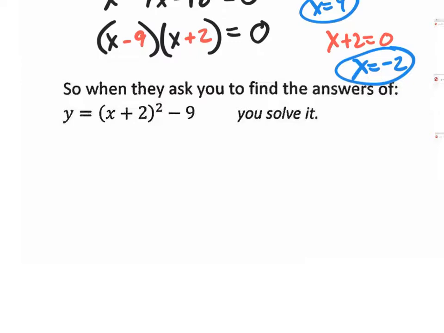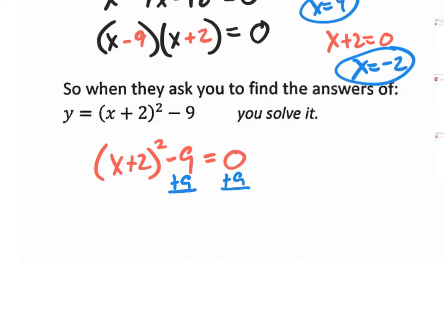Now, if we actually did graph that parabola with vertex form and we found the x-intercept values, that would be the answers to this equation. But instead of graphing, I'm just going to go with solving x plus 2 squared minus 9. If it equals 0, let's solve this thing. How do I solve it? But before that, remember we want to get this by itself first. So I want to get rid of the minus 9 by going plus 9 plus 9. I will have x plus 2 squared equals 9. And to get rid of the square, what do we do?